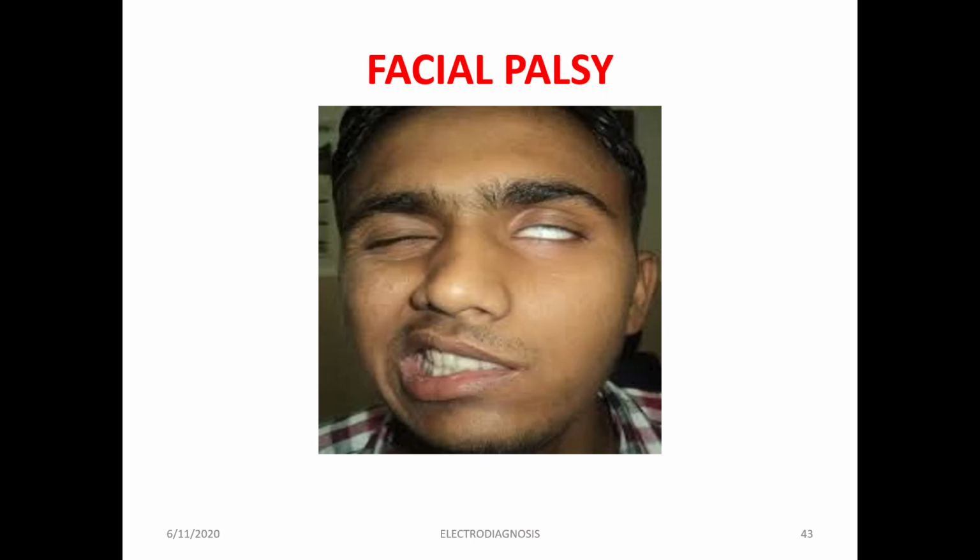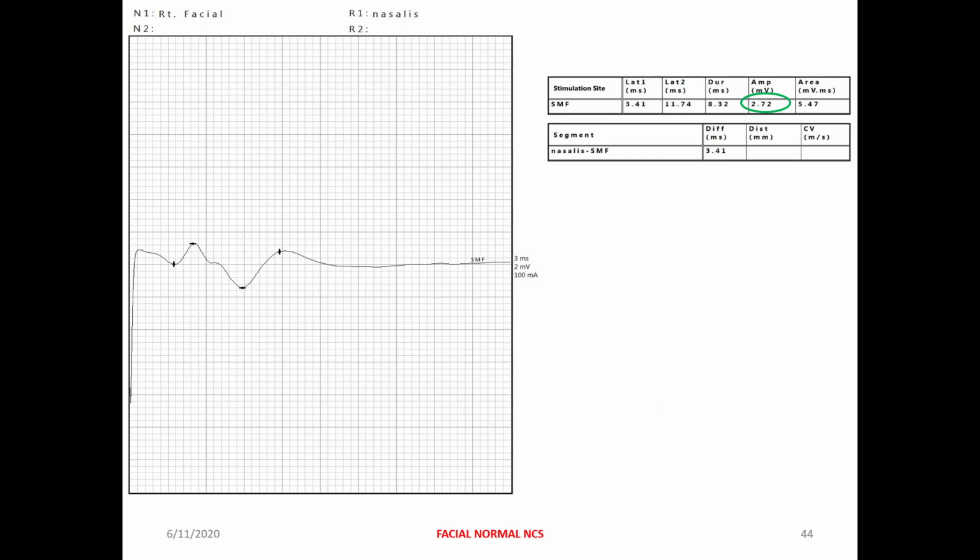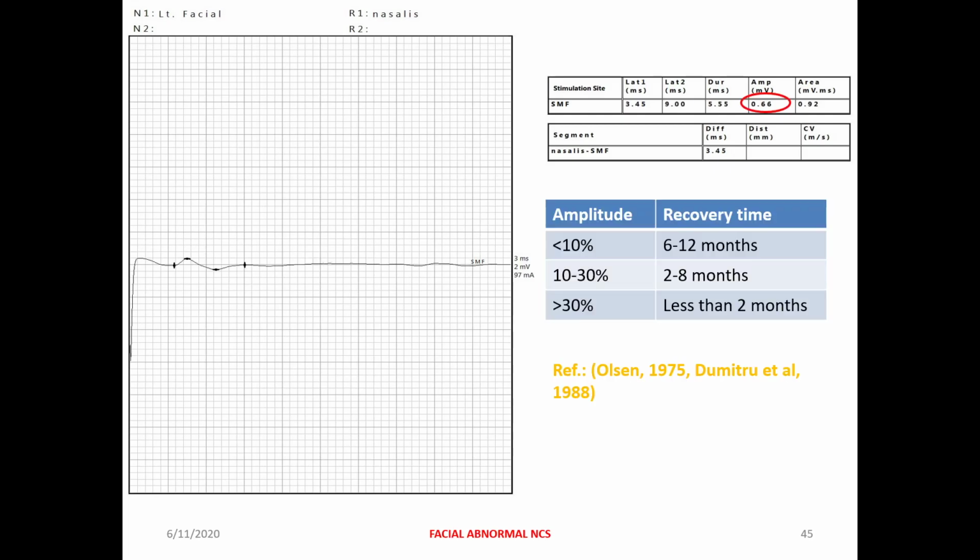Here you can see the right facial, so that is the normal side. We have to take the normal side, which here is 2.72 millivolt. This should be considered as 100%, and this 100% should be compared with the abnormal side. On the left facial side of the same patient, we are getting only 0.66. Right facial as the reference value is 2.72, and left facial is only 0.66. So definitely it is less than 50%. We should have no difference of more than 50%.